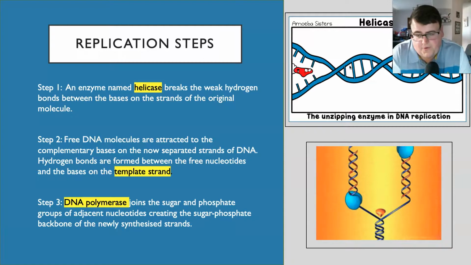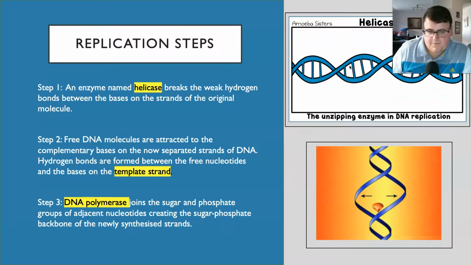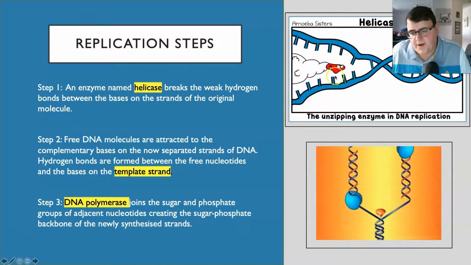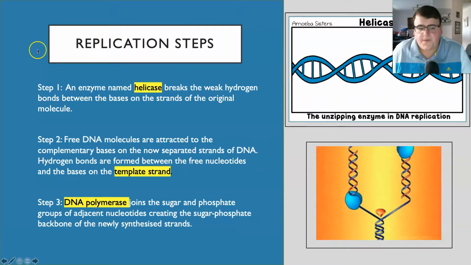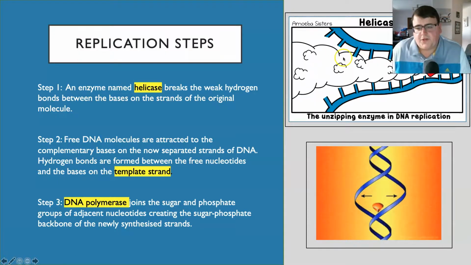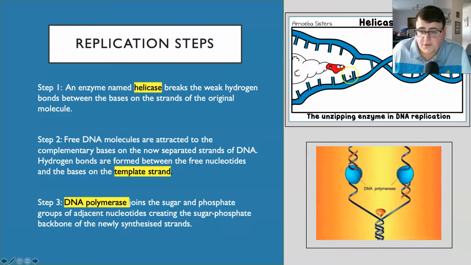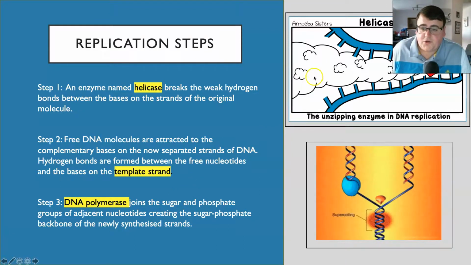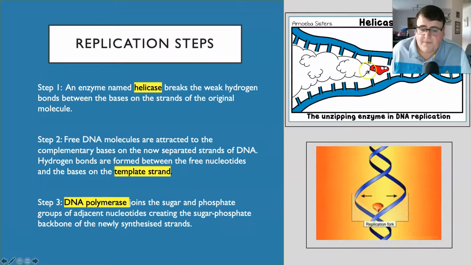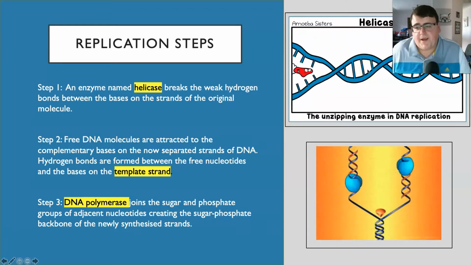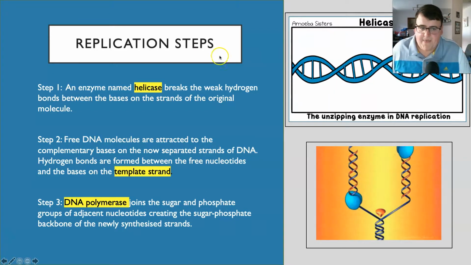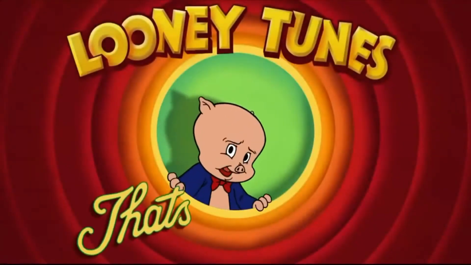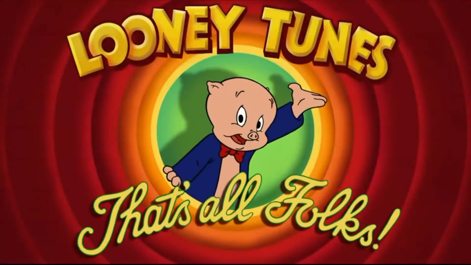phosphate backbone. Okay, so replication, very simply, helicase comes along, breaks all the hydrogen bonds, free DNA nucleotides in the nucleus are attracted to those complementary base pairs, and then DNA polymerase comes along connecting the sugar and the phosphate, creating the sugar-phosphate backbone, and then the strands wind back up again. And that's it for DNA replication. That's all, folks.